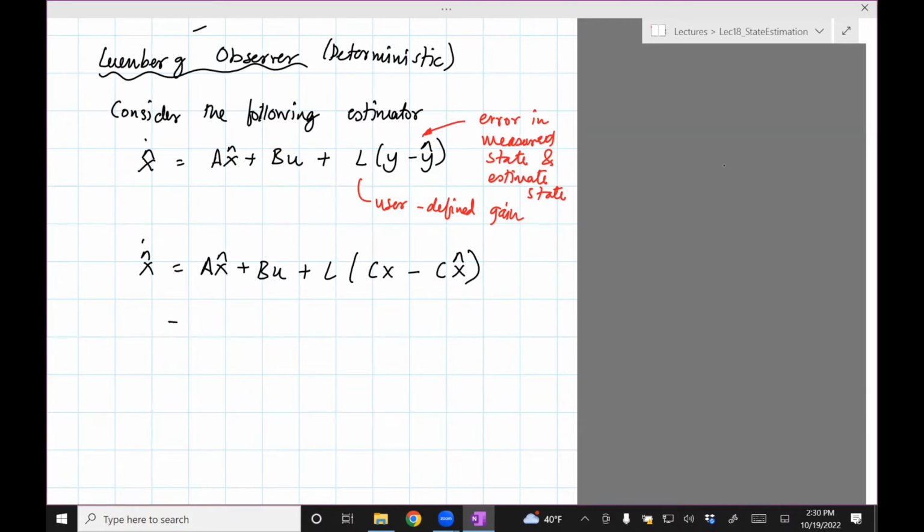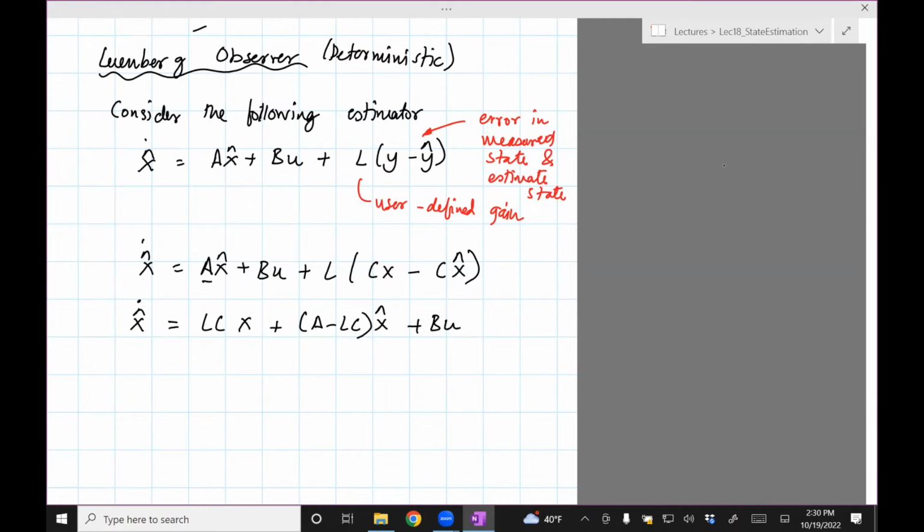Okay, let's move things around. So we have L C X. Then let's club all the terms involving hats, A minus L C times X hat. And then finally, we are left with B times U. Okay, so this is the dynamics of our estimator, or the state estimator.